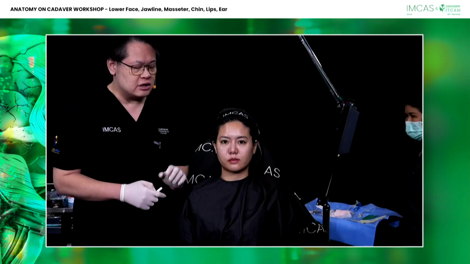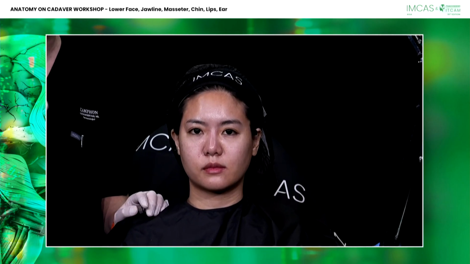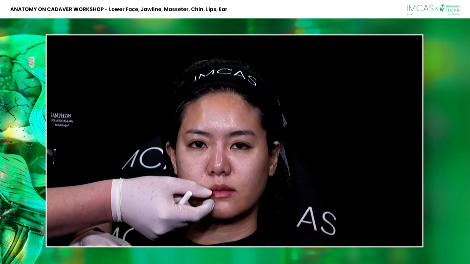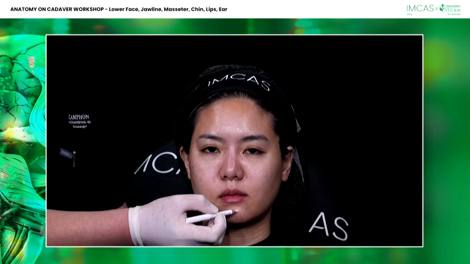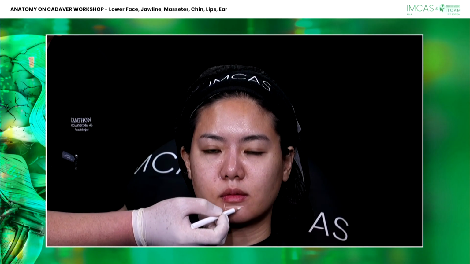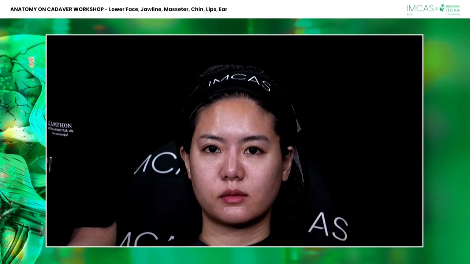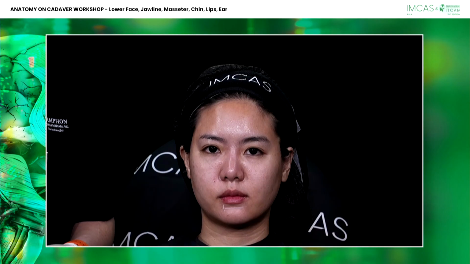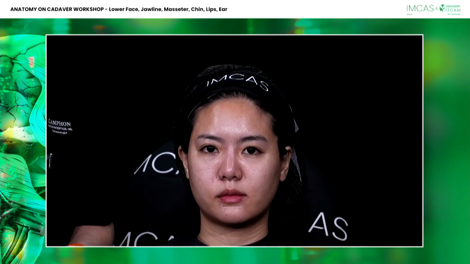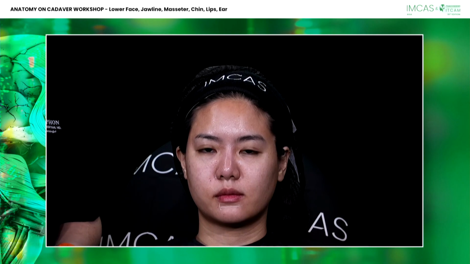In this case, you will see that her chin is a little bit protruded, so we need to increase the anterior projection of her chin. Another thing: when we finish the lip injection and the chin projection, what will happen? The line over here, the labiomental crease, is going to be deeper. So we need to inject at the labiomental crease area after we finish the lip and the chin.